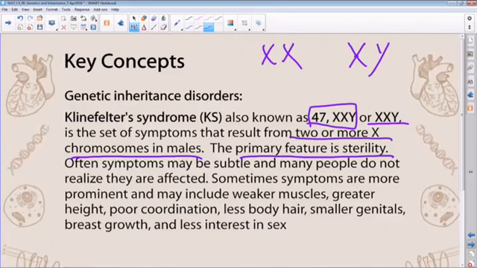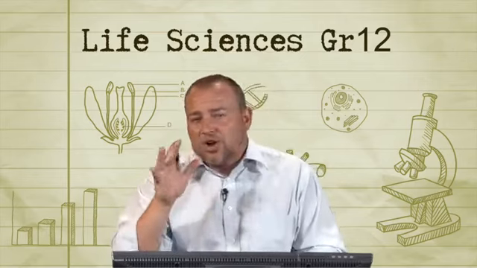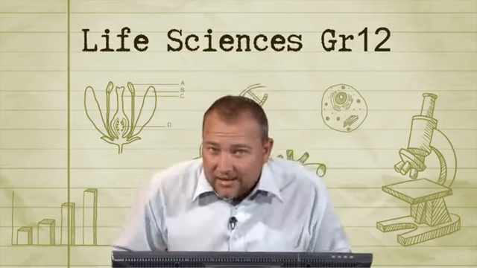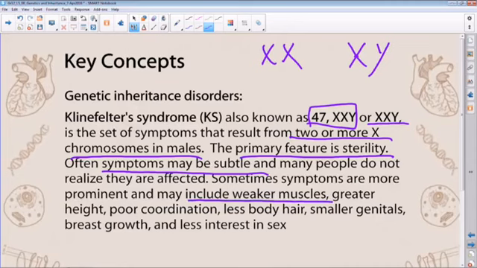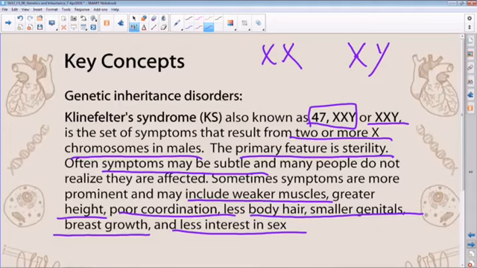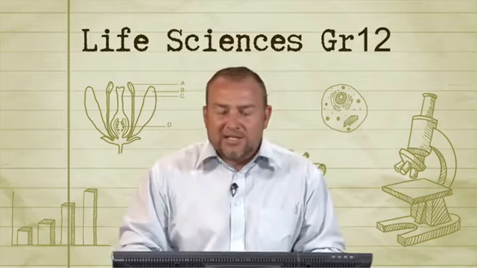Okay, there we go. Often the symptoms of the people are not shown. These children actually don't survive very long. As they're born, they actually die. I think the ones that have lasted the longest is about 2 years, max. So these are very weak. The symptoms include weak muscles, great height, poor condition, less body hair, small genitalia, breasts grow, and less interest in sex. In other words, they don't want to have it. Okay, this is not a very nice one.